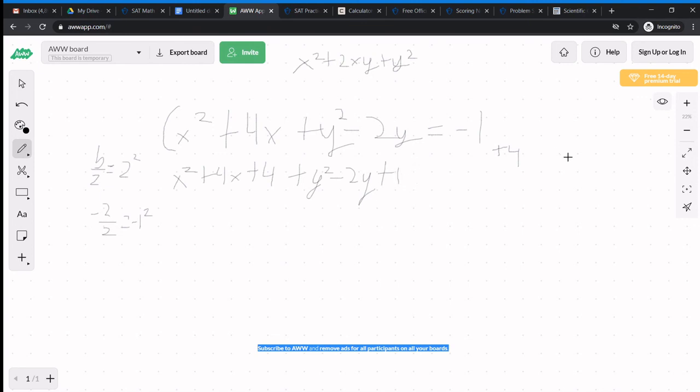You get 1. Right? And now you can simplify this into x plus 2, again, whatever this b value over 2 is, squared, plus y minus 1 squared.